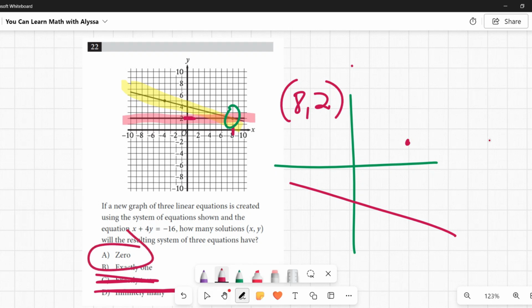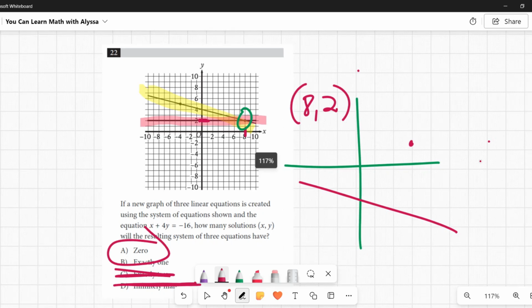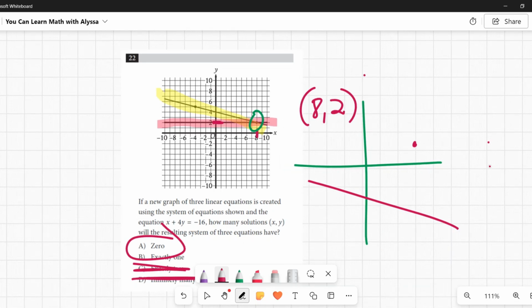A, 0 is my answer, and there's 3 different ways that you can figure it out. Pick the one that works best for you, that you understand the most, and that is the fastest for you.